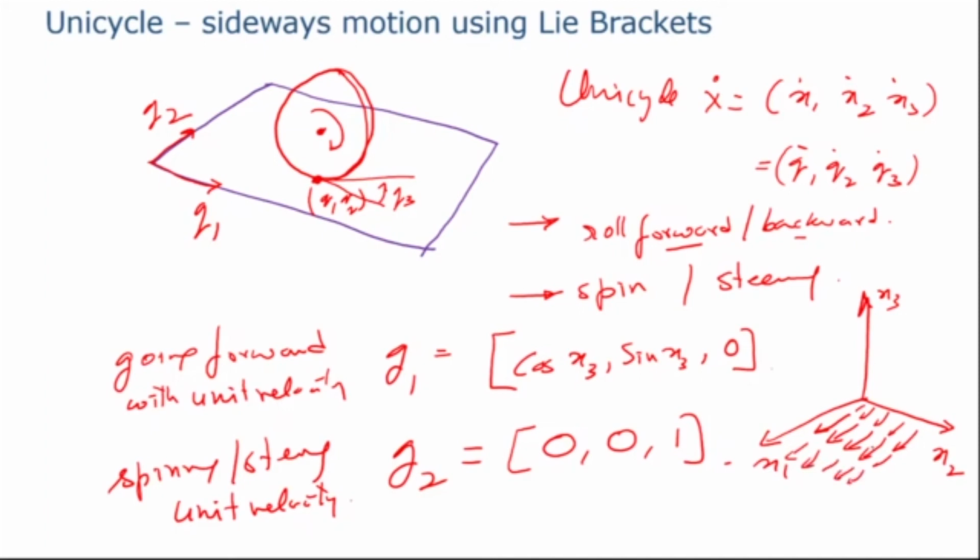Now if it is going only in the y direction, then I can have another one here which is going only in the y direction. And if it is going only in the z direction, then I can also have a set of vector fields which are going only in the x3 direction. This is my x1, x2 in that direction.